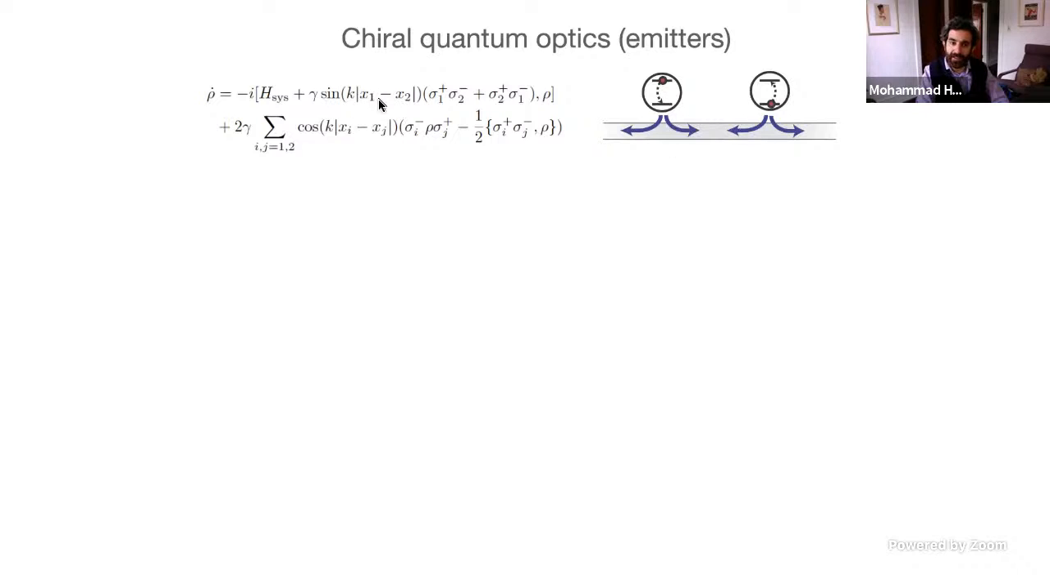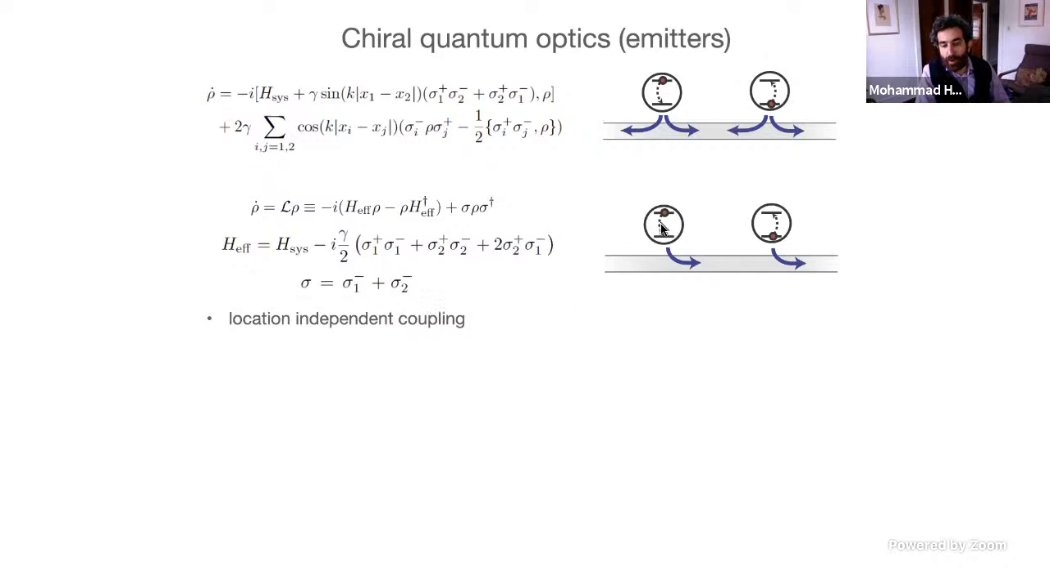But then it depends on the distance between the two emitters. If they're close to each other or further apart, they can form a resonant structure in between, such that you have this sinusoidal dependence for the Hamiltonian part. You also have the superradiant and subradiant part, where these emitters can spit photons out into the waveguide, and that would also have sinusoidal dependence.